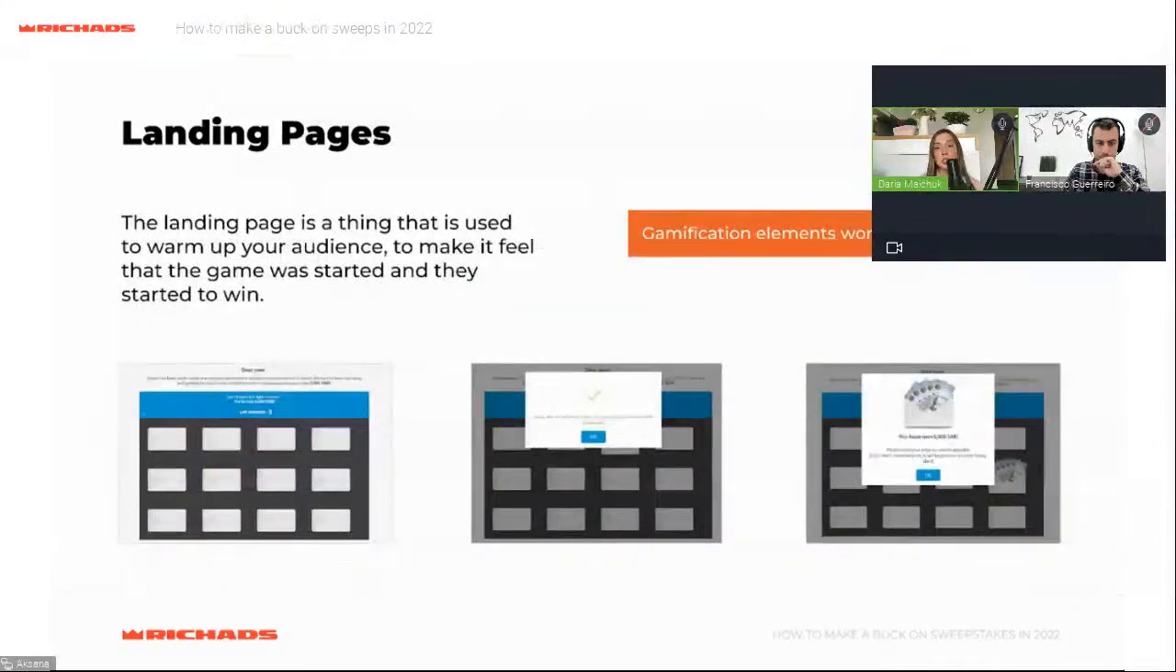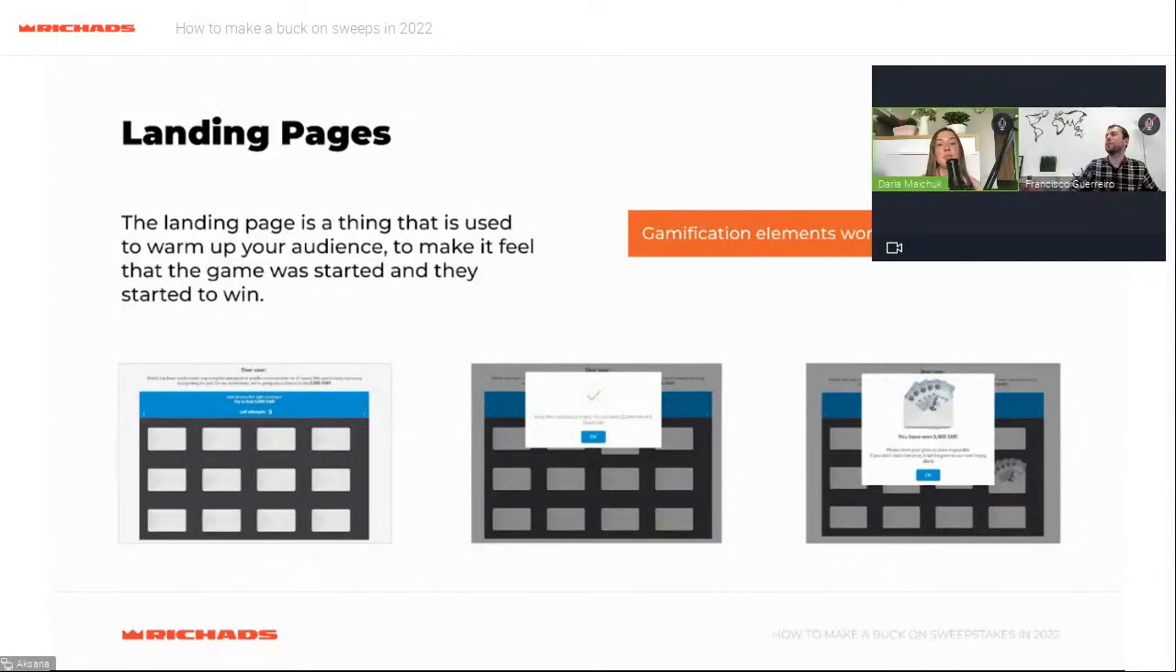The landing page is a scene that is used to warm up our audience, to make them feel that the game was started and they started to win. At first tries, they can fail. They don't find the prize in the boxes, but this process still works very well. Usually, affiliates give the possibility to win on the third try. The example with the envelopes with money you can see on the screen.